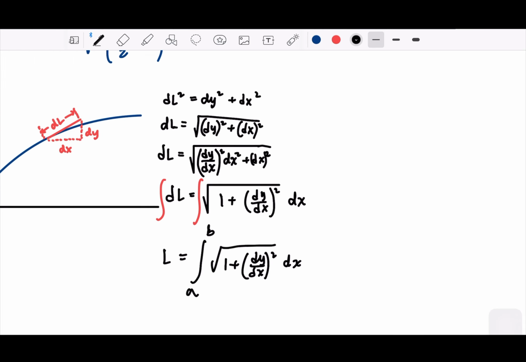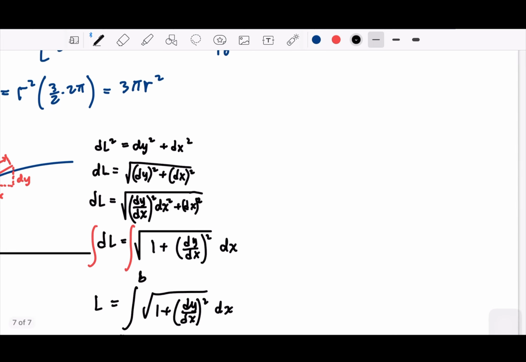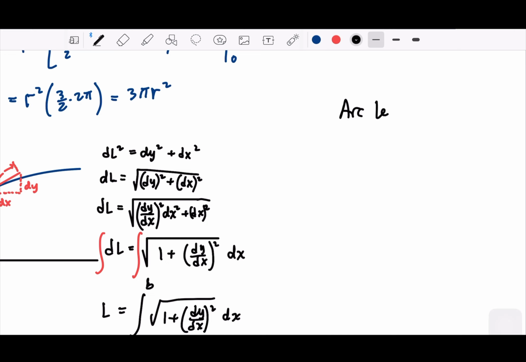Okay, that's the original arc length. Okay, the original arc length. Just I refilled a bit. Now, how about the arc length in parametric? Okay. So arc length in parametric.